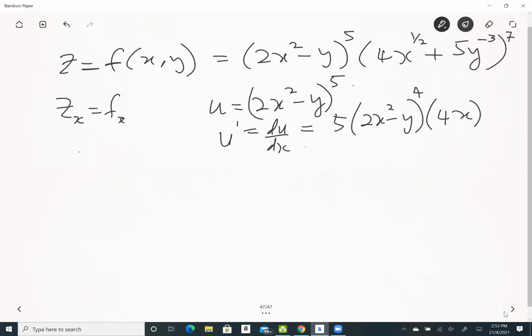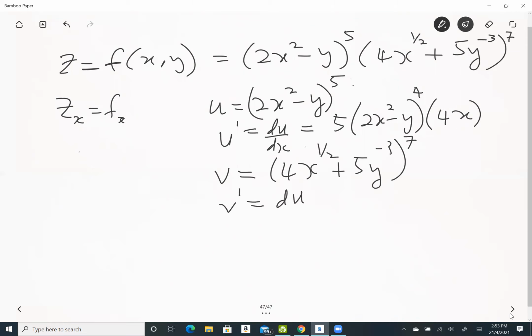Good. Now you let v be the second term. You got (4x to the power of half plus 5y to the power of -3), everything to the power 7. So you want to find v prime. Now v prime is dv dx. y is a constant. So what is the derivative?